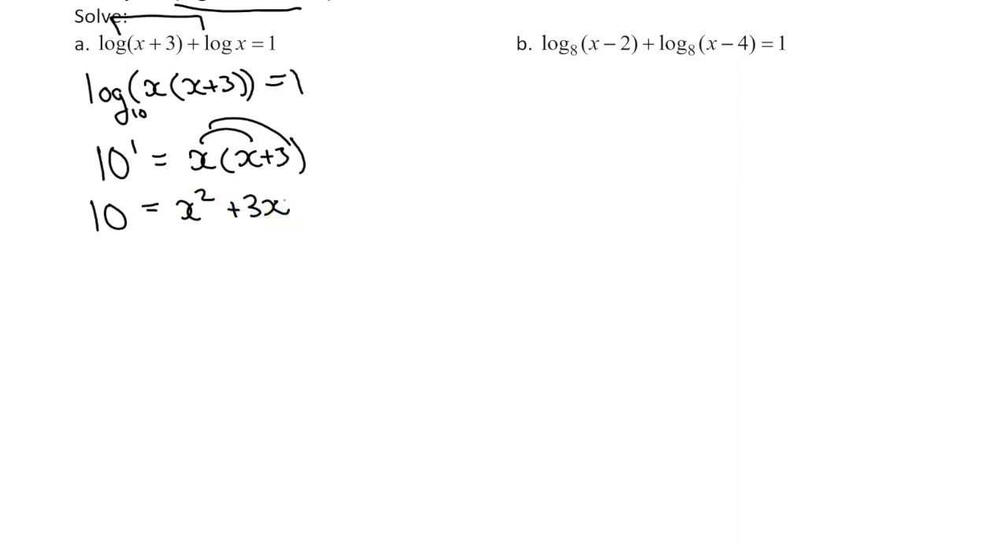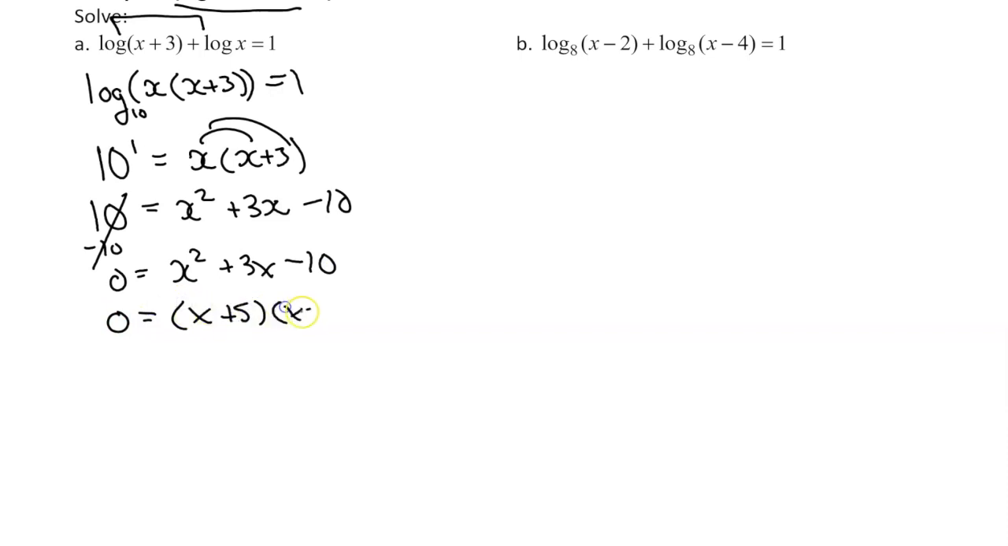And then we can get everything onto one side. We would have a trinomial that we could factor. So let's bring everything onto the right side. And now if you solve for this, you could get x plus 5, x minus 2. So x equals negative 5 and x equals 2.